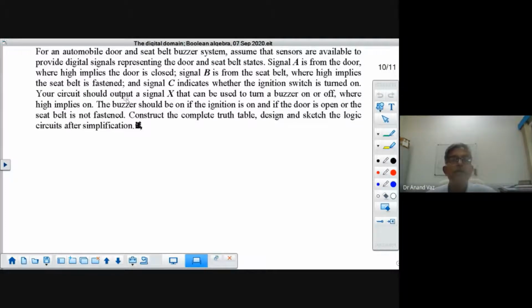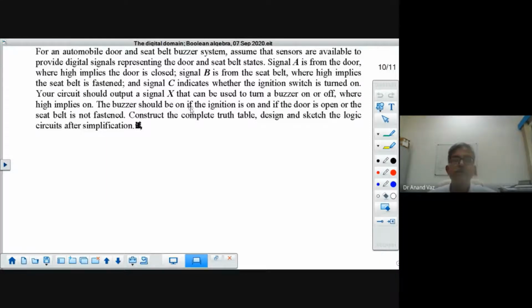And your circuit should output a signal X that can be used to turn a buzzer on or off, where high implies on. So using these three inputs A, B and C, we have to produce an output signal which will turn on a buzzer, where 1 implies that the buzzer is on. The buzzer should be on if the ignition is on and if the door is open or the seat belt is not fastened. Okay, so this is a safety issue.